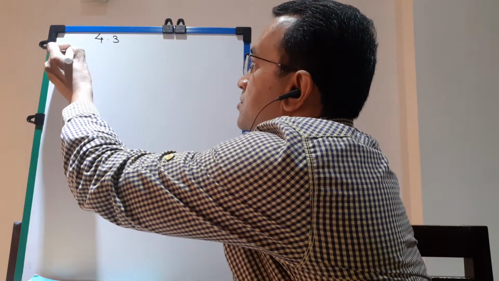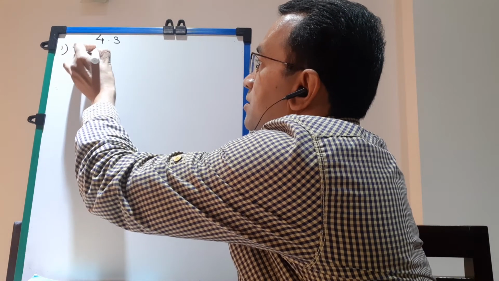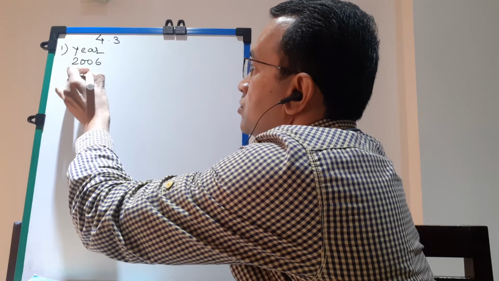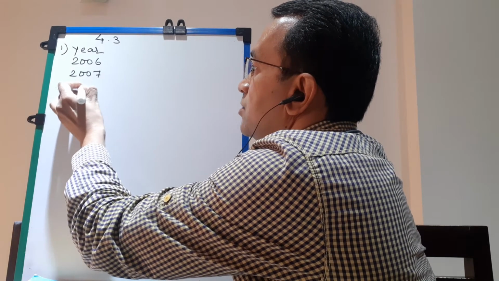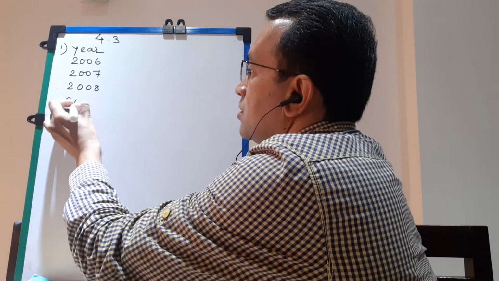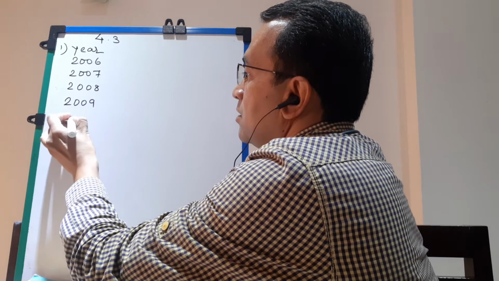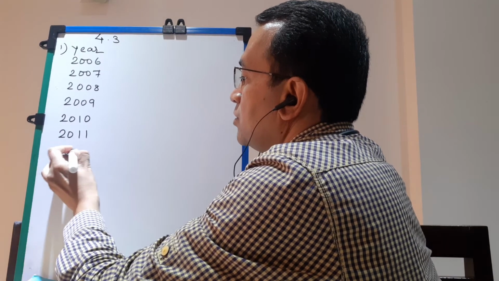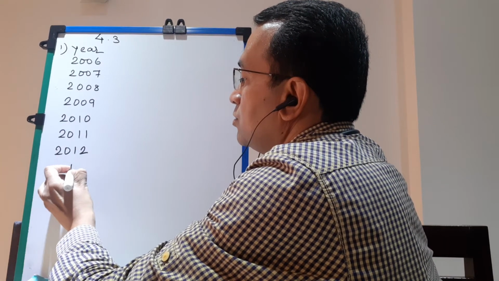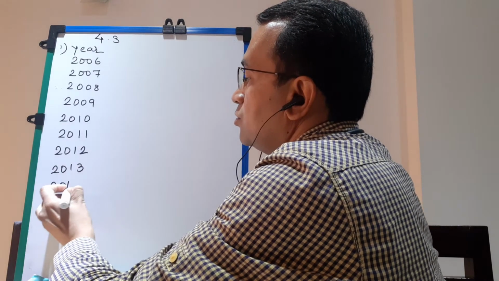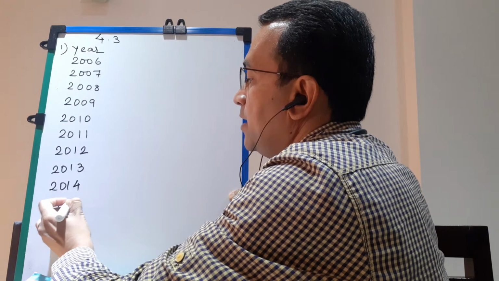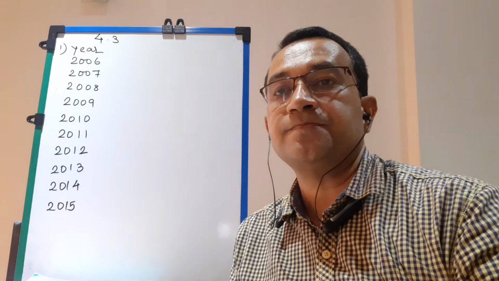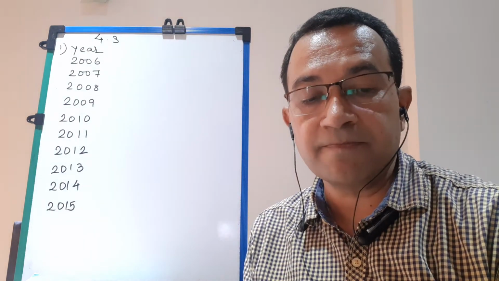4.3, first sum, year: 2006, 2007, 2008, 2009, 2010, 2011, 2012, 2013, 2014 and 2015. I suppose this is okay.